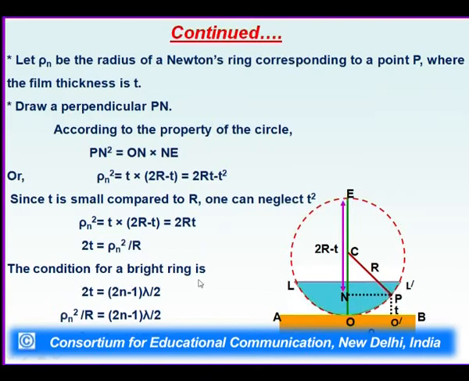Now the condition for the bright fringes we already solved, which is 2t is equal to (2n minus 1) lambda by 2. Put the value of 2t here, which is rho n square by R is equal to (2n minus 1) lambda by 2. Taking R to the other side, rho n square is equal to (2n minus 1) lambda R by 2.